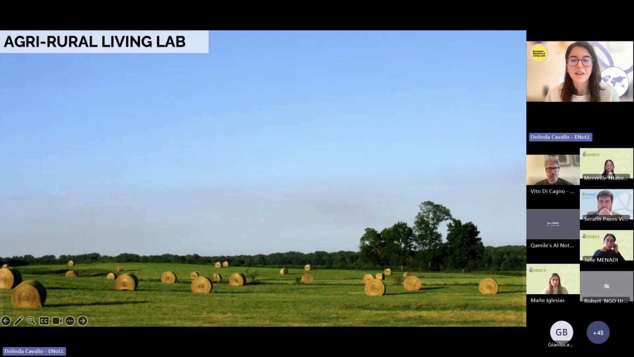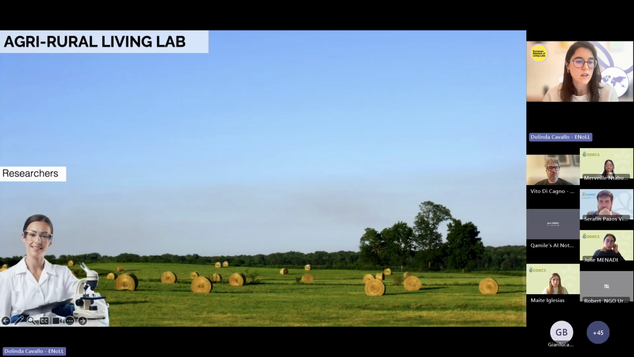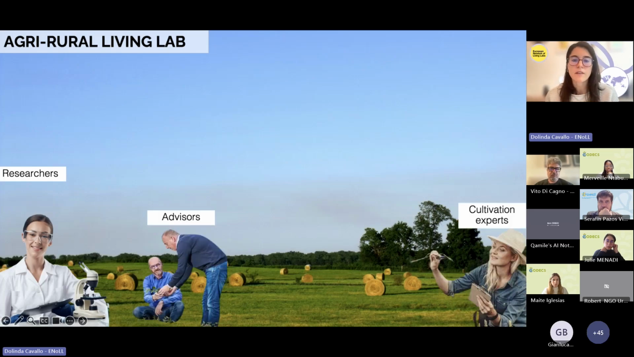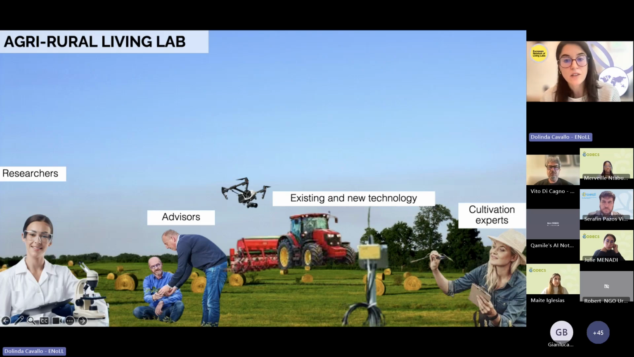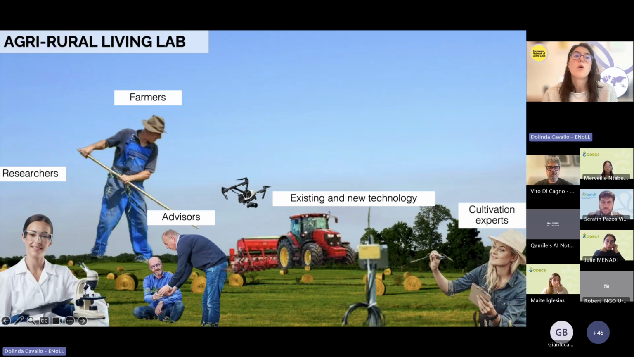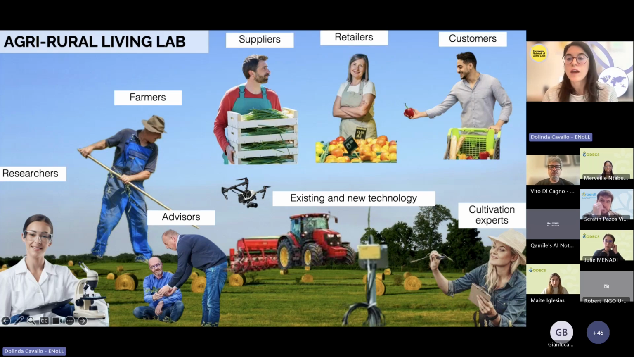So here is an example of what an agri-rural living lab looks like. We have, of course, the researchers and advisors, cultivation experts who carry out the experiments and the tests. But of course, we need the new technology that is developed. But then we also need the farmers, who have to be involved in all the steps that the living lab carries out. And then, of course, we have to involve the suppliers, retailers, and the customers, who would be the ones buying the final product.